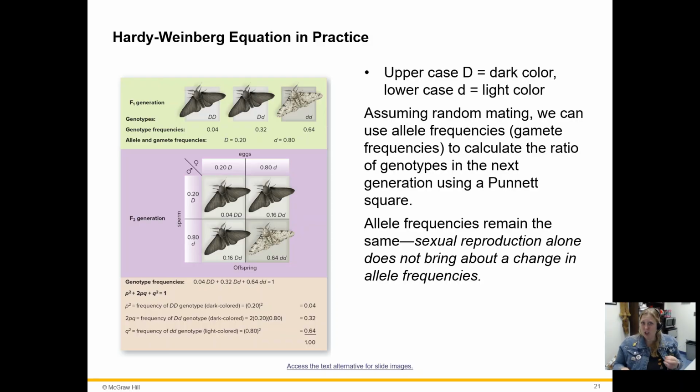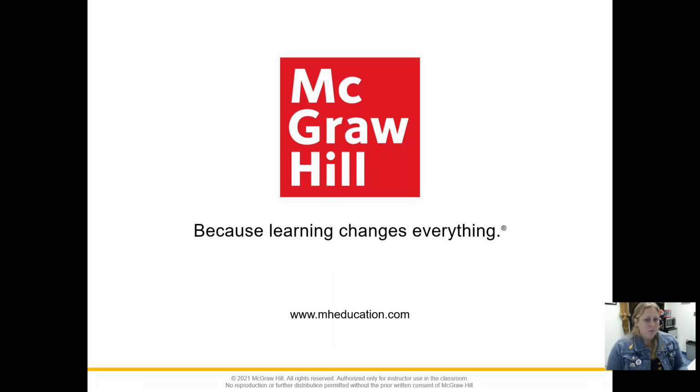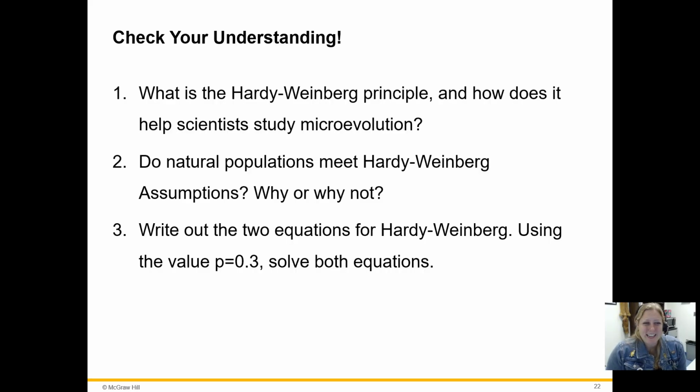In that change, the population has evolved from one generation to the next. And if we see that consistently over time, we will see that these frequencies change, and we're going to see microevolution occurring. Okay? You will have a very basic question on Hardy-Weinberg on your test. It's going to have a very, very basic question, such as what is on your Check Your Understanding here, question number 3. Make sure you know the two equations for Hardy-Weinberg, and make sure that you can solve for the value using P of 0.3 or fill in the blank. It would be math you can do in your head, but you can use a calculator on the test.